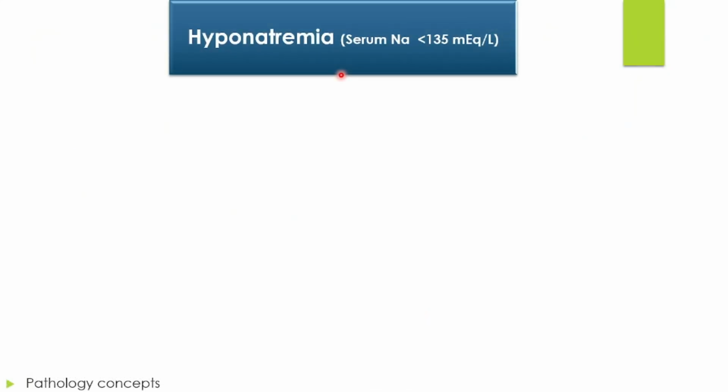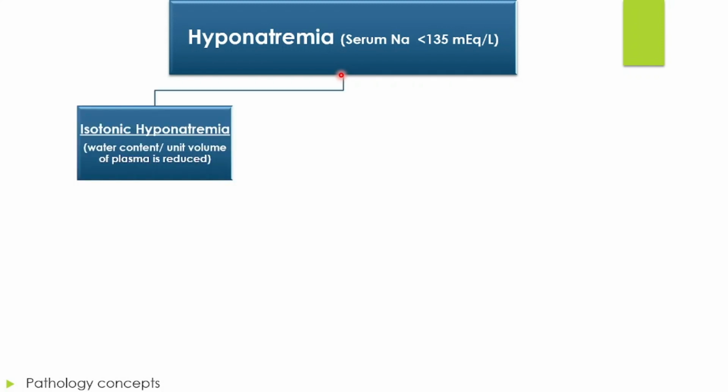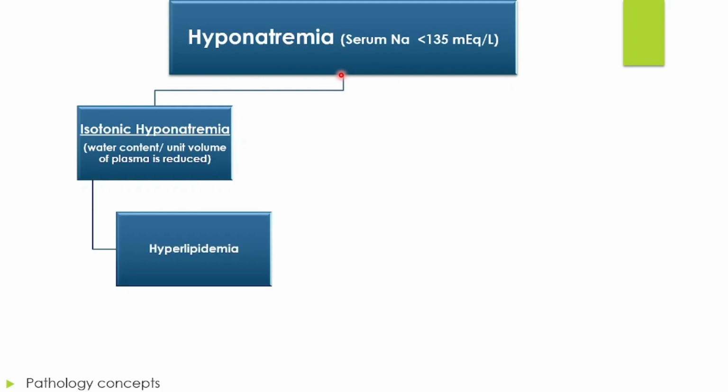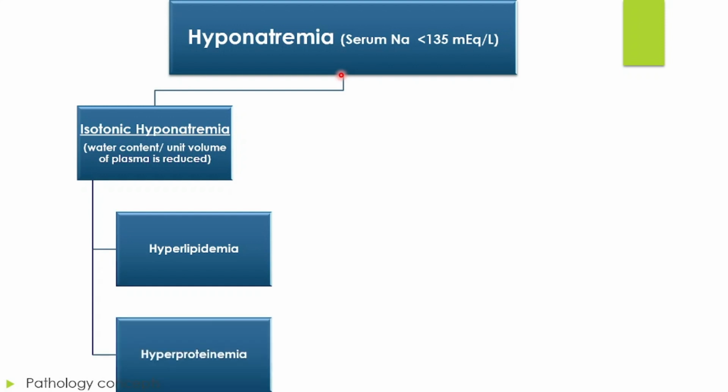Let's learn in detail about hyponatremia. There are three types of hyponatremia: isotonic hyponatremia, hypertonic hyponatremia, and hypotonic hyponatremia. What is isotonic hyponatremia? In isotonic hyponatremia, the water content per unit volume of plasma is reduced. How? Let's see. The first cause of isotonic hyponatremia is hyperlipidemia and the second is hyperproteinemia.